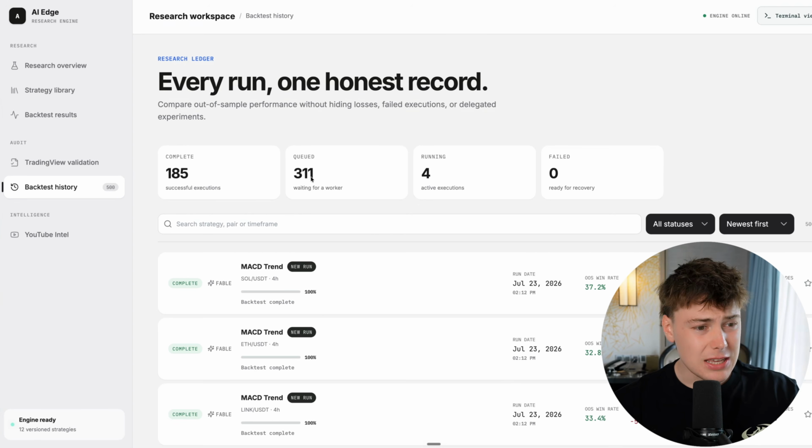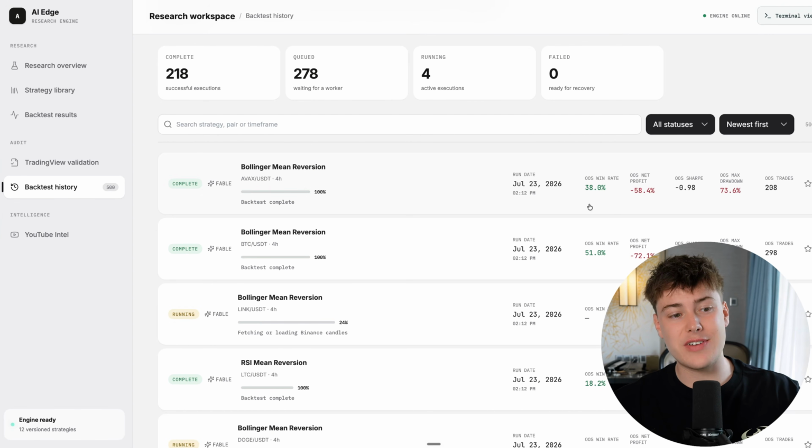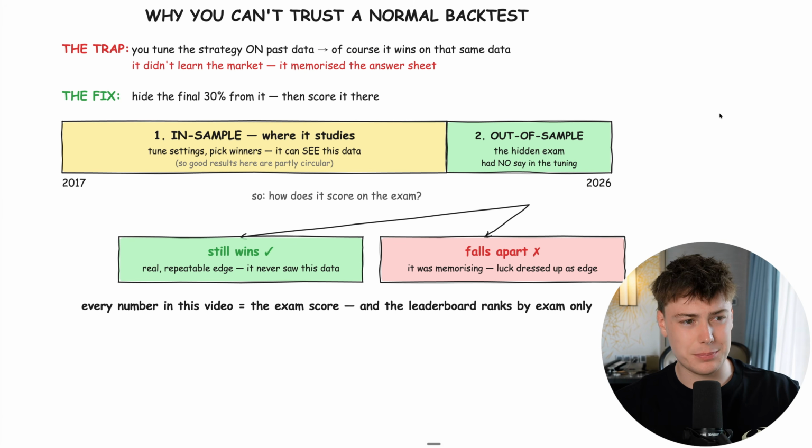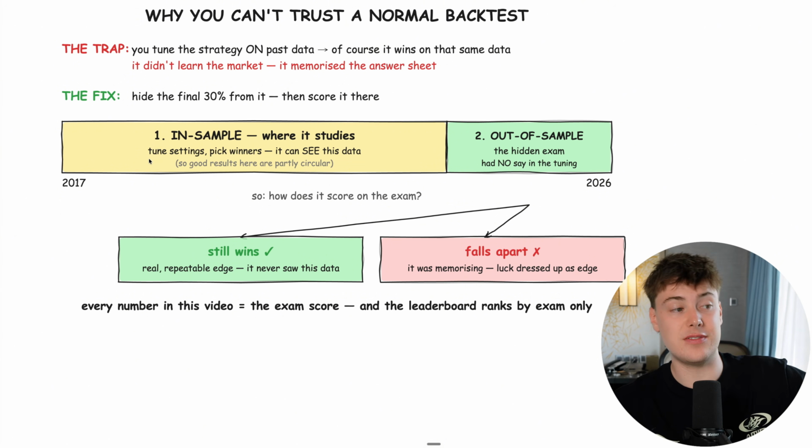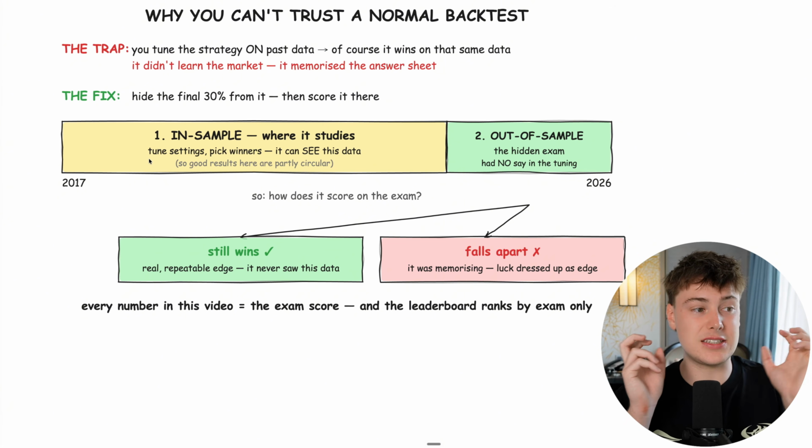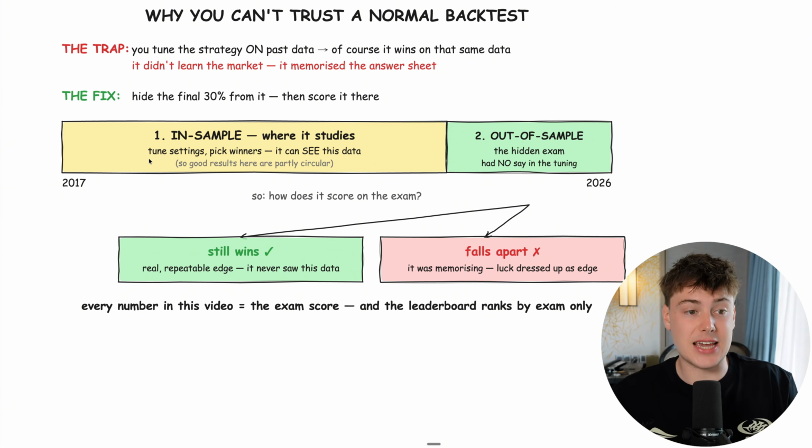Which is why today, if you look at the strategy, we actually have an out of sample win rate alongside the overall win rate. So what is out of sample? This is essentially a hidden exam which is not part of the initial test. So Claude has access to the first 70% of data. This is the in-sample data. This is what Claude can basically see and test on. For example, 2017 up until 2024.